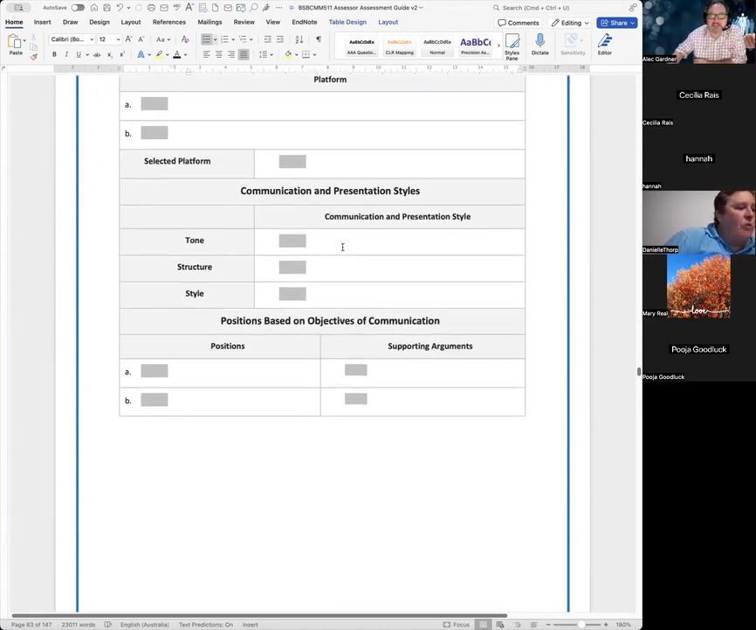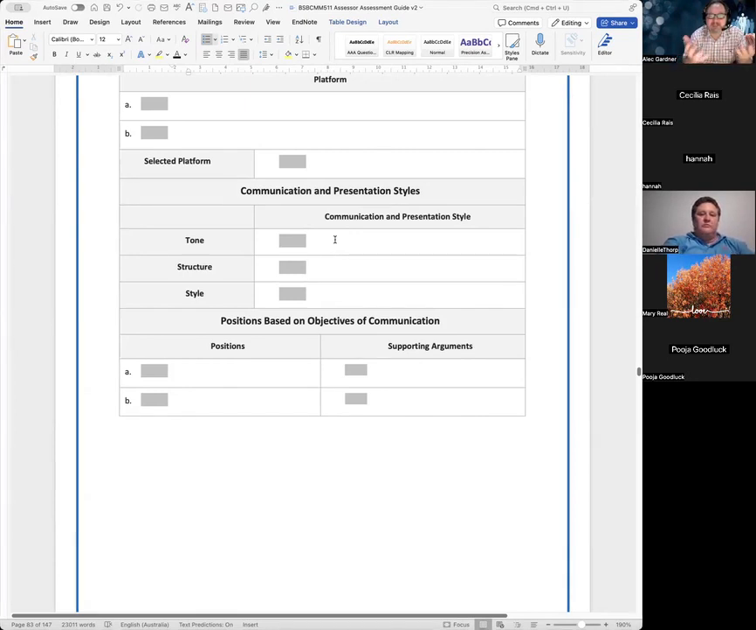Then the presentation style. What's going to be the tone of the presentation, the structure, and the style? So you nominate, am I going to be inclusive or am I going to be strong in my convictions? Assertive and direct. Exactly. Now you've got it. I didn't want to give it to you. Can't give you the answers.